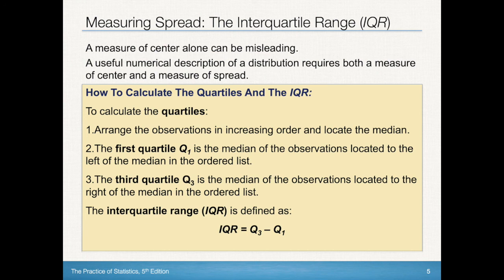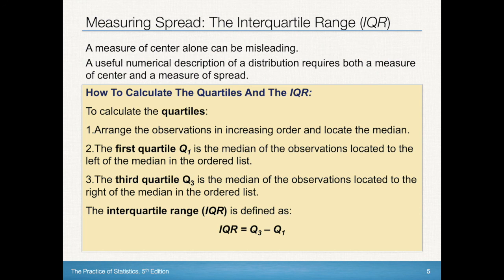Well, with spread, we also have two quantities we can use, and the first one is known as the IQR, or the interquartile range. And the word quartile is important because we are literally taking the data set and splitting it up into quarters. And then we're going to find the difference between the first quartile and the third quartile.